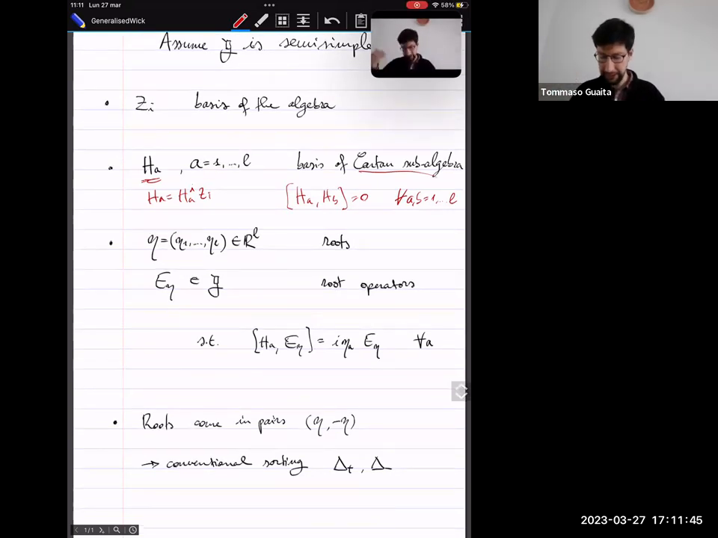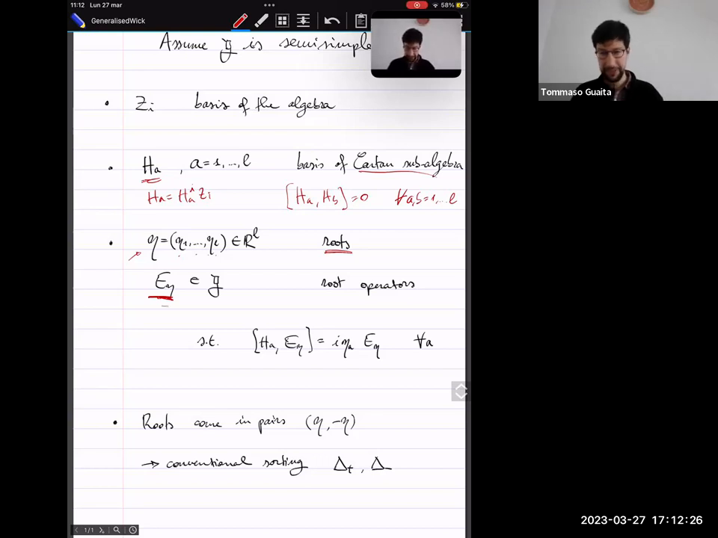Then once you've chosen this Cartan subalgebra, you can also show that there exists a certain number of vectors eta. These are real vectors with real entries and of dimension L. So each of these etas is composed of basically a list of L real numbers. And these are called root vectors, roots of the algebra. And for each eta, so for each root, there exists an operator that I call E of eta, which is again an element of the algebra. And this is the sort of root operator corresponding to this root.